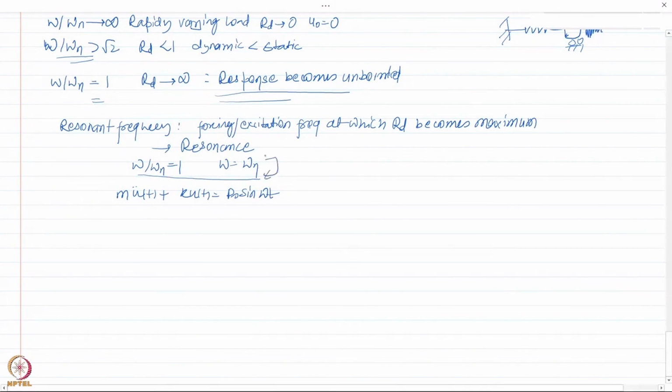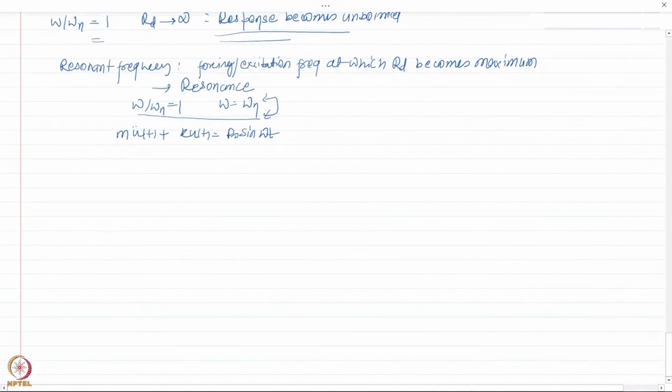When this happens, what do we do? Remember our particular solution. Initially, we had assumed C times sine omega t. Now omega is equal to omega n, so this is C sine omega n t. And our homogeneous or complementary solution was A sine omega n t plus B sine. Sorry, the first term should be cos here. So let me just write it again.